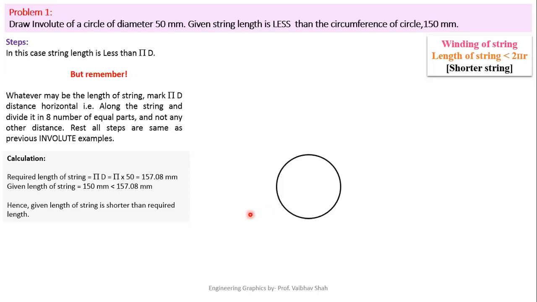So now let us start with the example. So first of all, we'll try to draw the circle with the given diameter. So here given diameter is 50 mm. That means your radius would be 25 mm. So select 25 mm radius on your rounder and try to draw one circle with 25 mm as the radius or diameter as 50 mm.